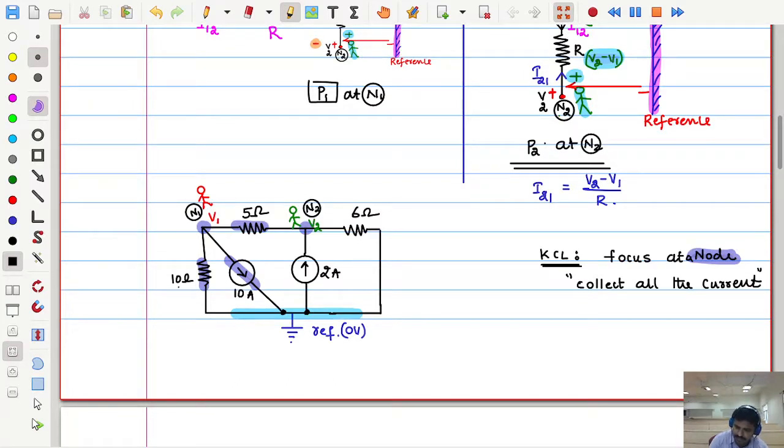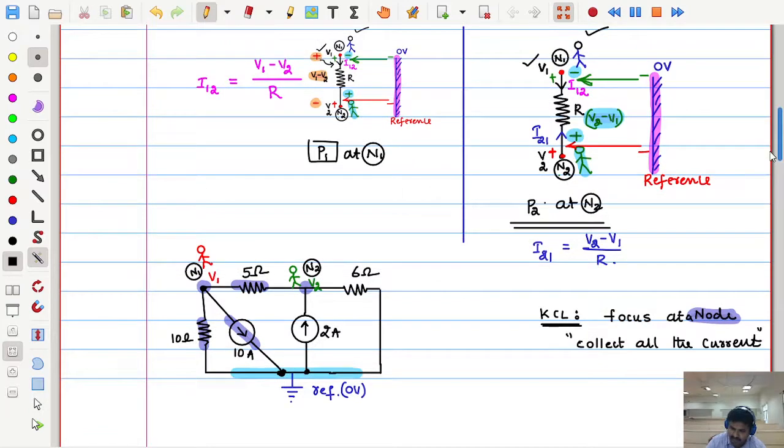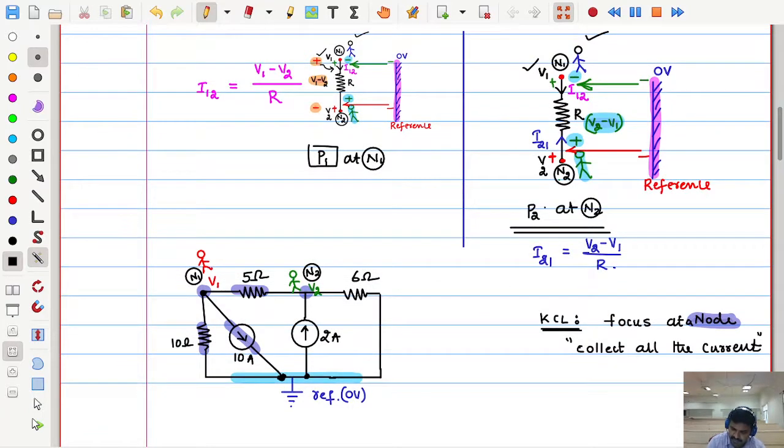Now try to focus on where the 10 ohms is connected. One side is at N1. How much is the potential at N1? V1. The other side is at the reference. How much is the potential at the reference? 0. Now, can you imagine it like this? A resistor is there. One side is V1 volts, the other side is 0.